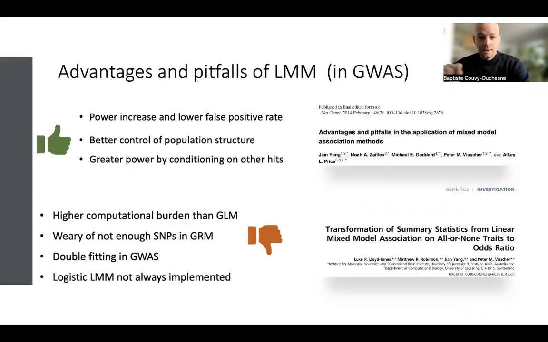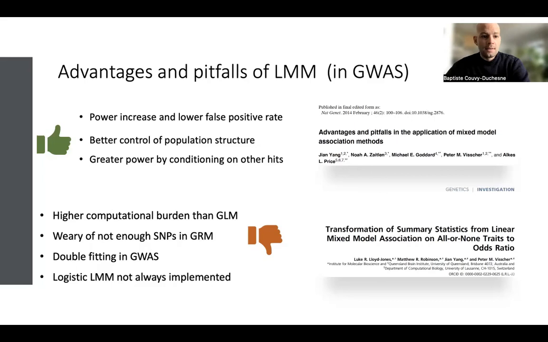So just to finish on these advantages and pitfalls of linear mixed models, especially in GWAS. So this is a great paper by Jian Yang about it. But in short, LMMs give you a power increase and a lower false positive rate if well done and if there's no double fitting. They offer better control of the population structure. So it's just better than controlling for PCs, of which we never know which one to put, how many to put in anyway. It offers greater power by conditioning on other hits.